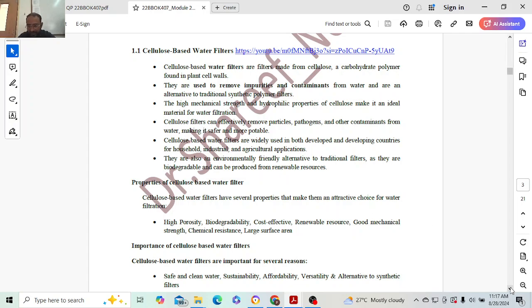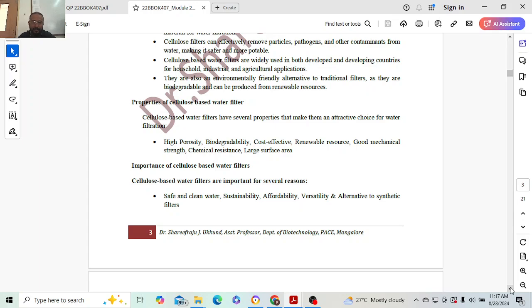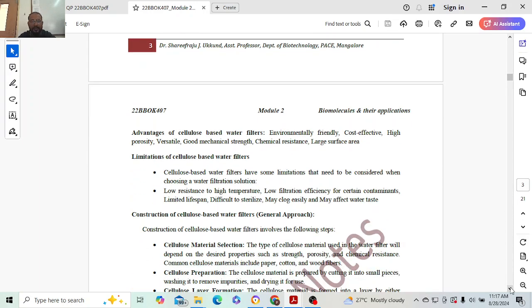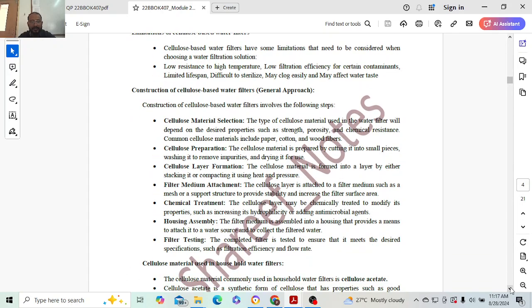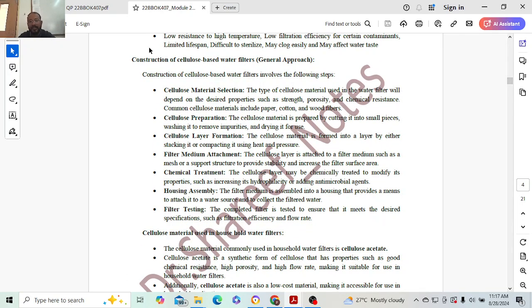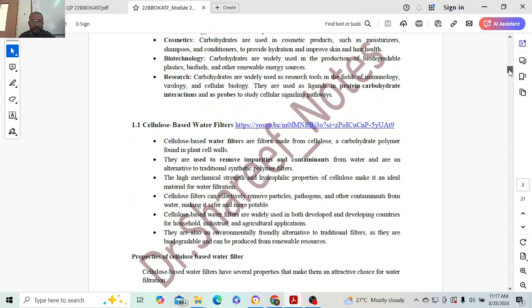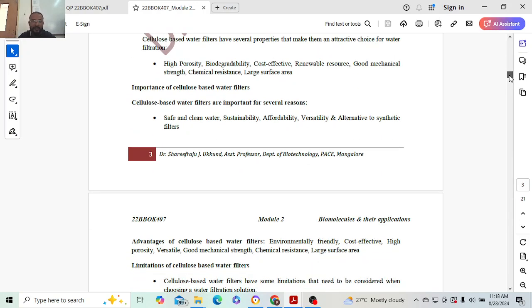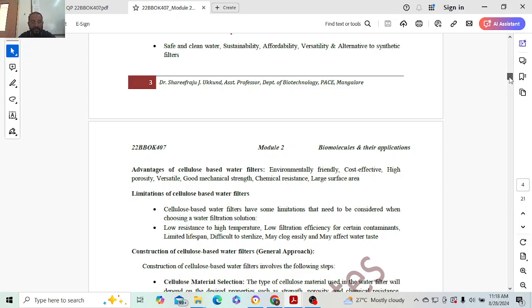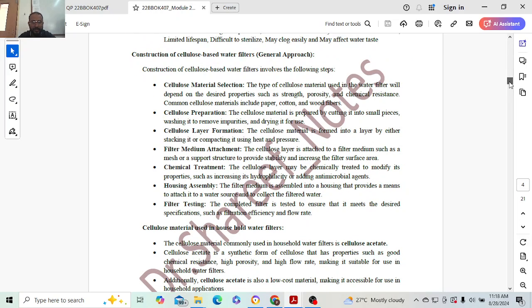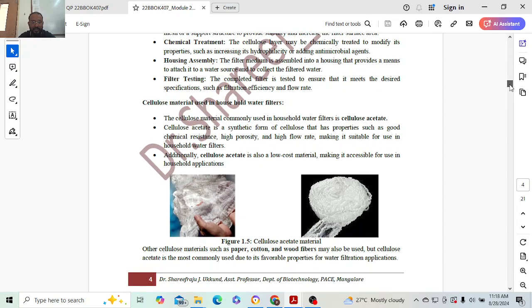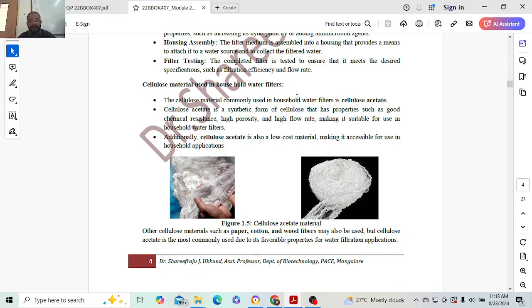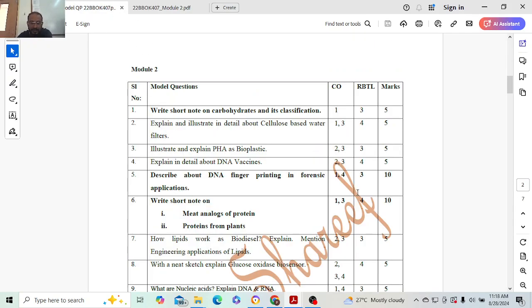Next comes the part that might give you 2 marks: the properties of cellulose based water filters and their importance will give you 2 marks. Limitations will give you 2 marks, and the general approach, depending on the construction of the cellulose water filter, will carry 2 marks. The introduction will carry 1 mark, and properties and importance carry 1 mark each. So 1 plus 1 plus 1 is 3, plus 2 for the general approach. If you have time, you can mention the cellulose materials used in household water filters, which will act as an application.